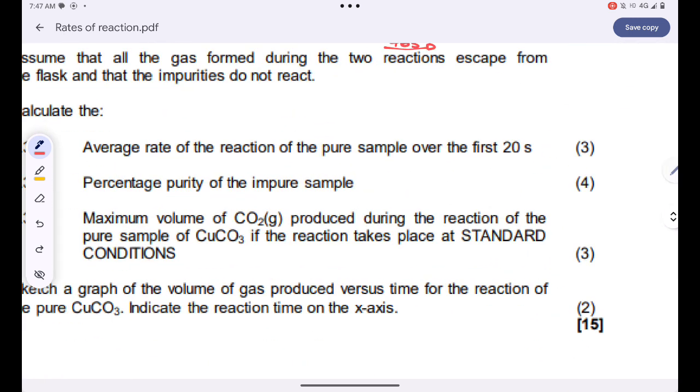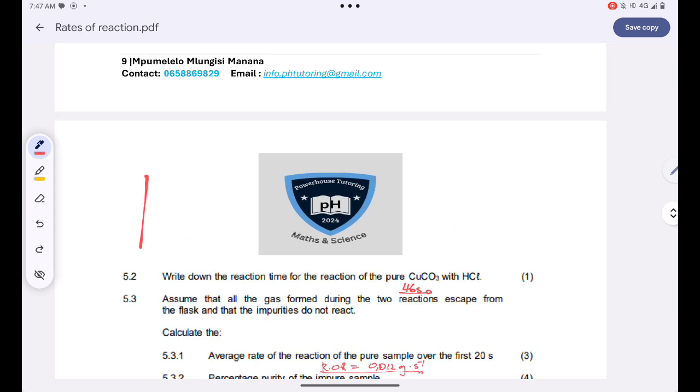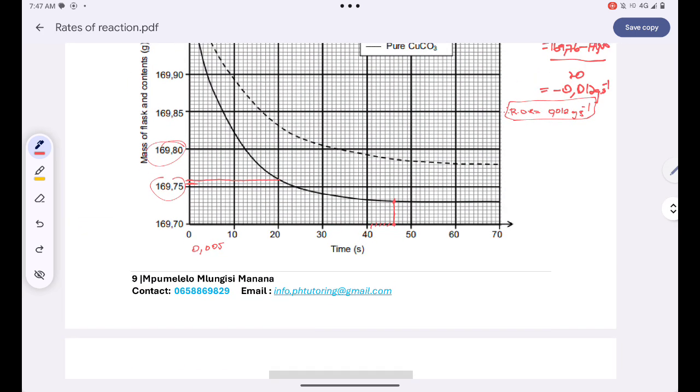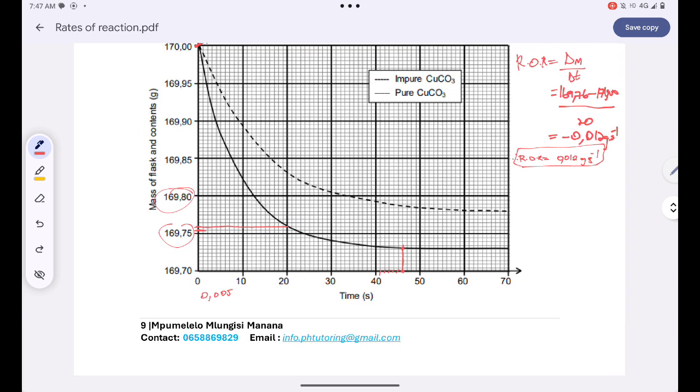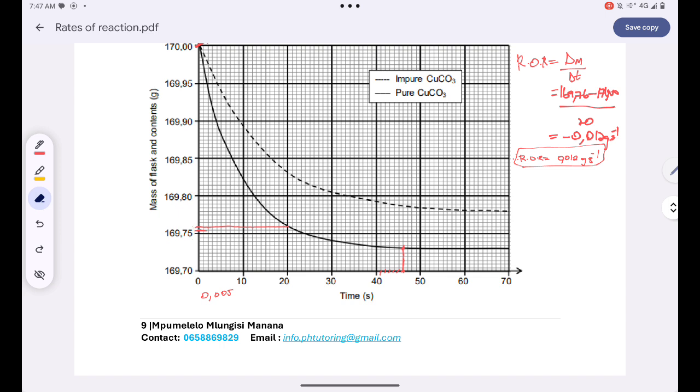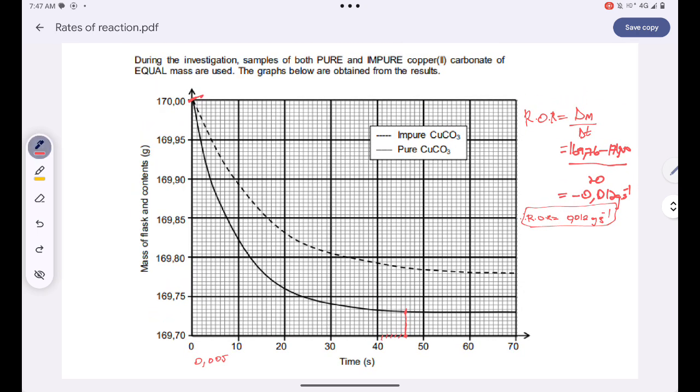Let's go and write it. The rate of reaction is 0.012 grams per second. Okay, now they want us to calculate the percentage purity of our impure sample. We want to know how pure this sample of ours is. Remember that, guys, we were told that for the impure solution, only the pure parts will react. So I must just calculate the change in mass or percentage purity.